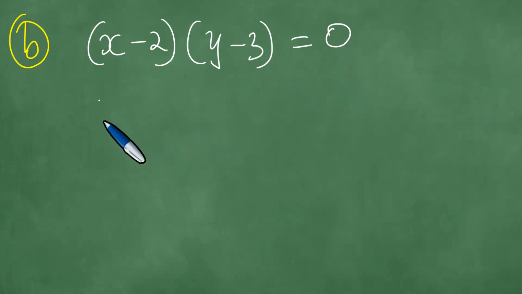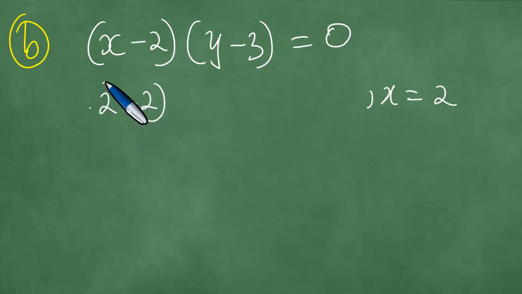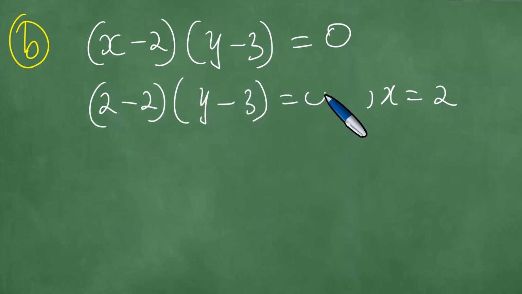And now, if x is 2, wherever there is x, we put 2, because we understand that x is 2. So we have 2 minus 2, and then y minus 3 equals 0. Let's look at 2 minus 2. What is 2 minus 2? It's 0. Well done.